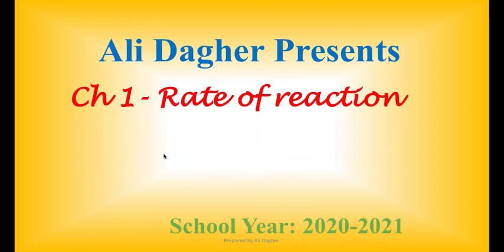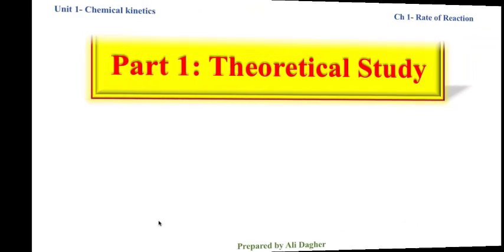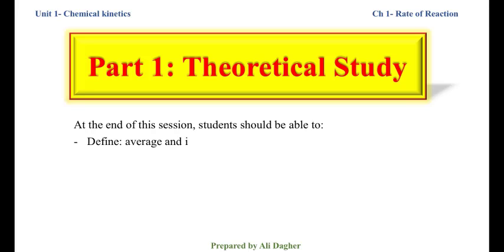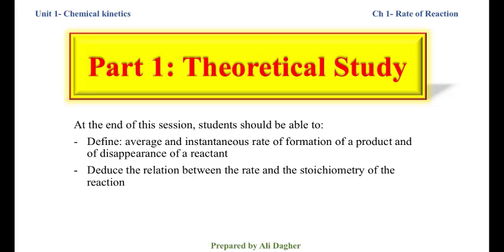Chapter 1: Rate of Reaction, Class Life Sciences. Part 1: Theoretical Study. At the end of this session, students should be able to define average and instantaneous rate of formation of a product and of disappearance of a reactant, and deduce the relation between the rate and the stoichiometry of the reaction.